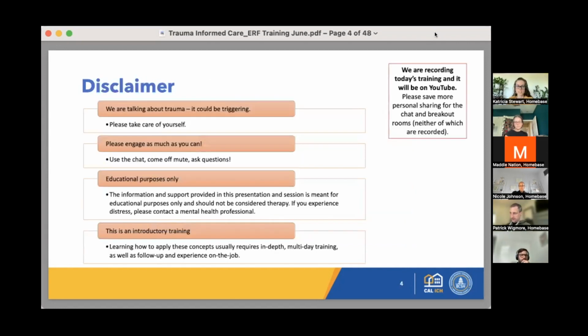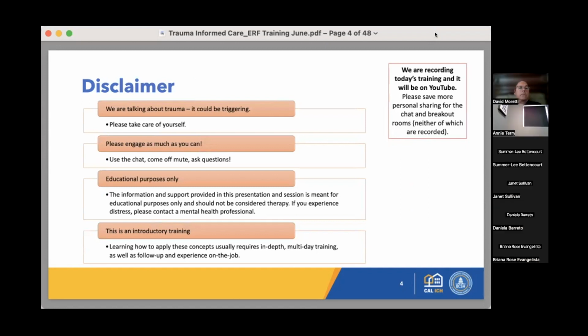So a little bit of a disclaimer, we are talking about trauma. It could be triggering, so please take care of yourself however you need to. Please engage as much as you can, use the chat, come off mute, ask questions. Today's training is for educational purposes only. So the information and support provided in this presentation and session is meant for educational purposes and should not be considered therapy. If you experience distress, please contact a mental health professional.